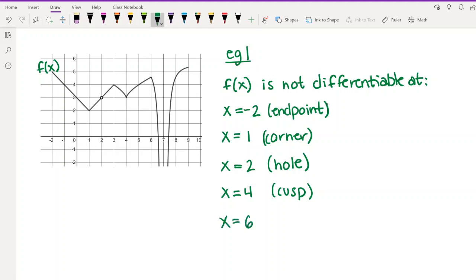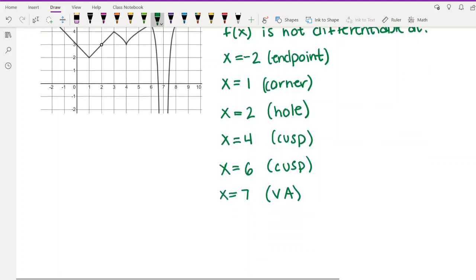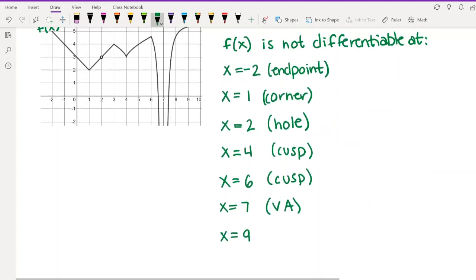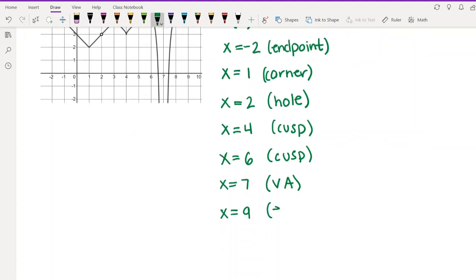So this function has a lot of problems. I mean, I made it specifically so that it would have a lot of problems. What else do we have? Well, x equals 7. That's a vertical asymptote. And then the last one would be x equals 9, because it's another endpoint.